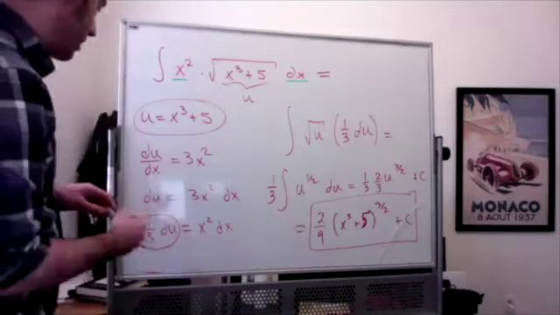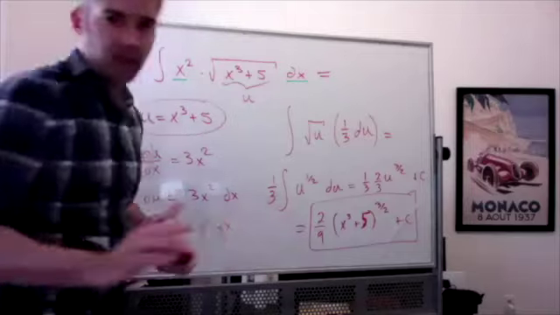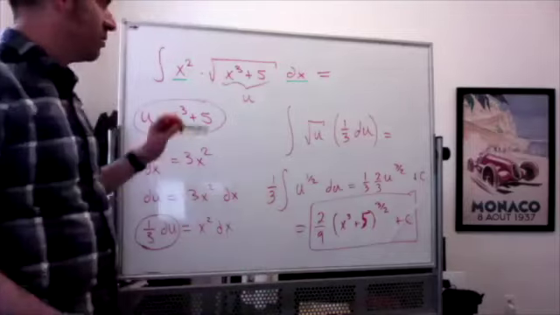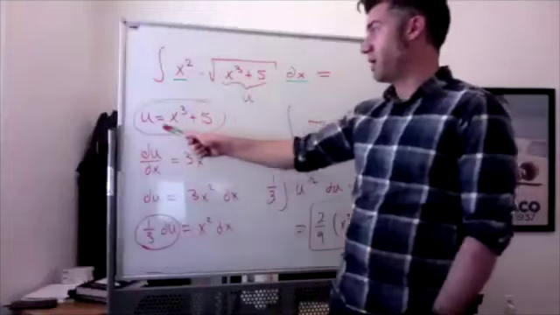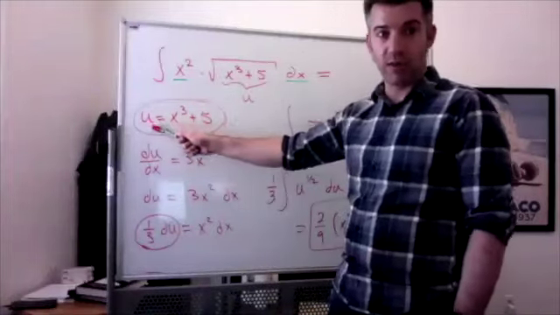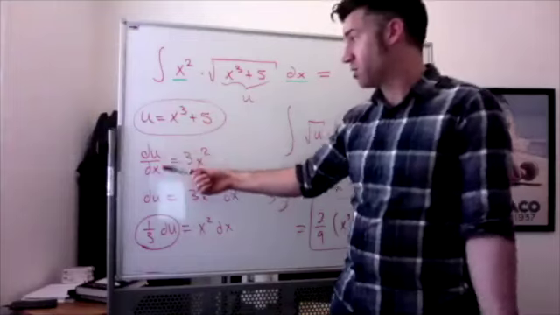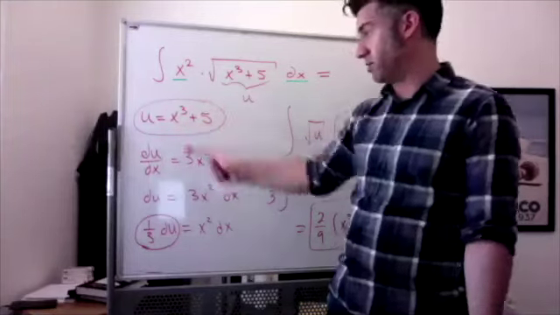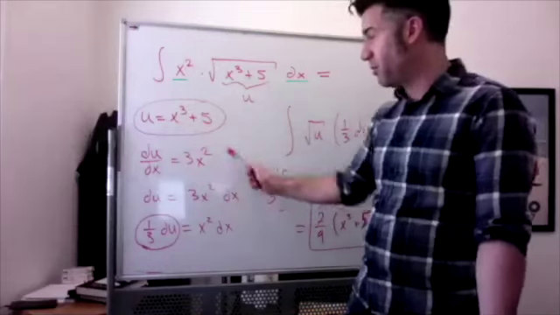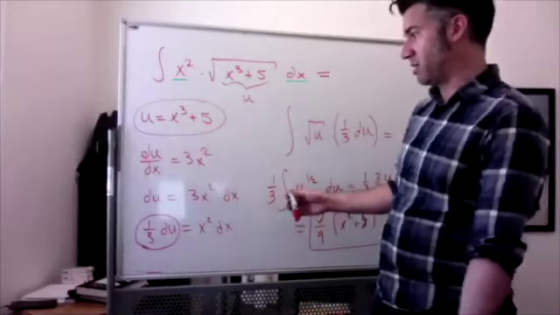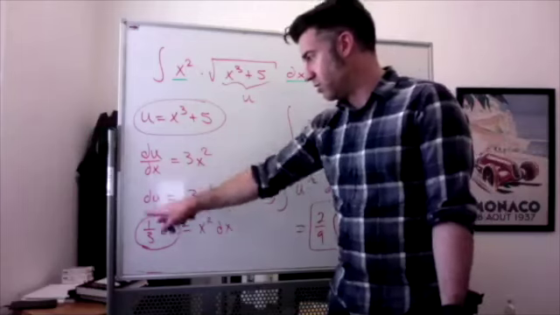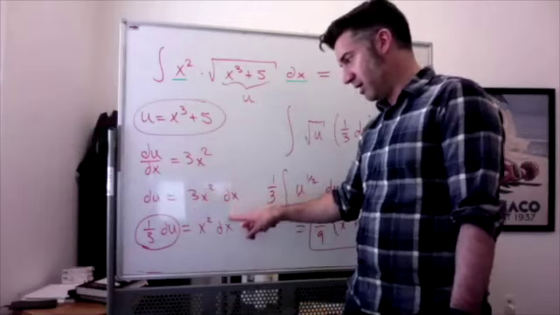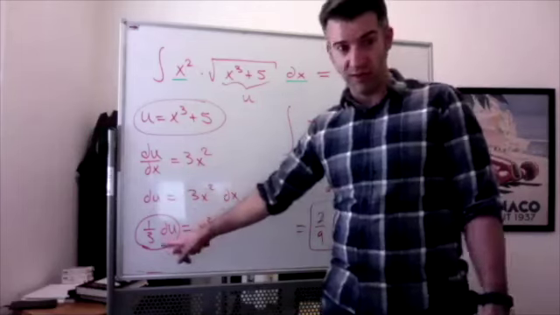Well, so here's what we're saying. So here's what might help. Down here, we said that u is a function of x. So du dx, the derivative of u with respect to x, is equal to the derivative of this, which is 3x squared. And then we manipulated this a little bit so that we could say that du is equal to 3x squared times dx, and then x squared times dx is equal to 1/3 du.